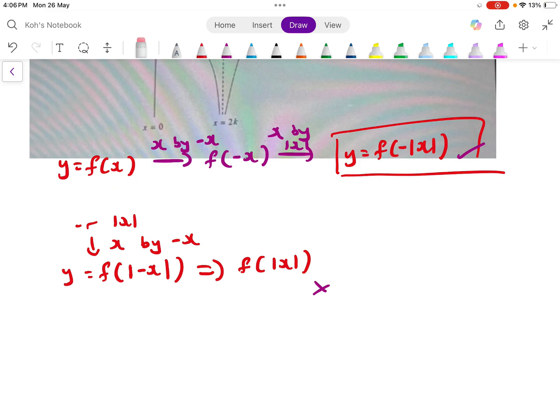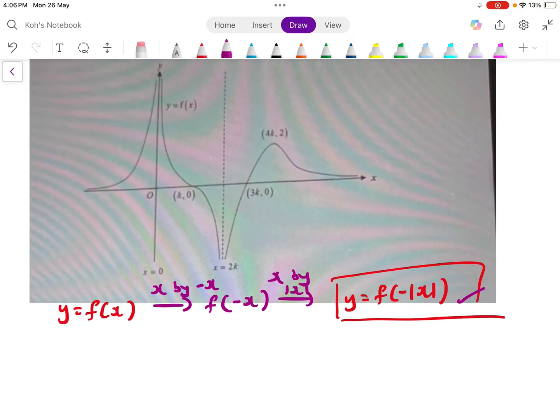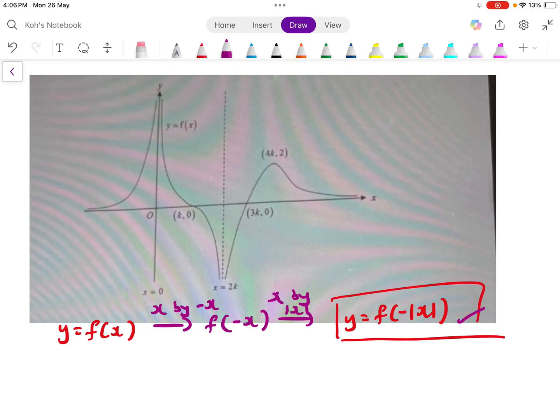Of course, how do I actually sketch the graph? We need to do it step by step. The very first thing is I want to replace x by negative x. That means you're multiplying all the x coordinates that you see on the graph by negative. For example, this point will become (negative 4k, 2), then this point will become (negative 3k, 0), then this point will become (negative k, 0), and so forth. It's as good as saying you are reflecting about the y-axis. So that is the very first thing to know.